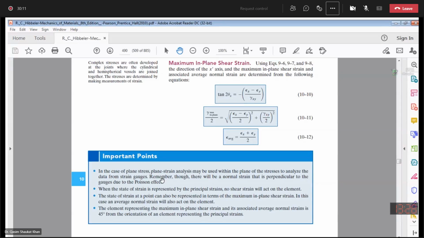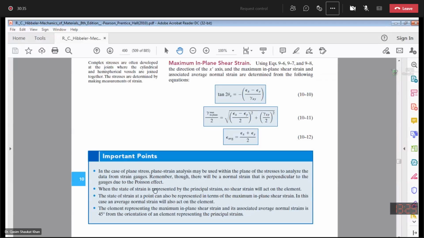At present, for the plane state of the strain, we have said that the Poisson's effect is 0. For the plane state of the strain, we have said that Poisson's ratio is 0. Otherwise you will not have the plane state of strain.